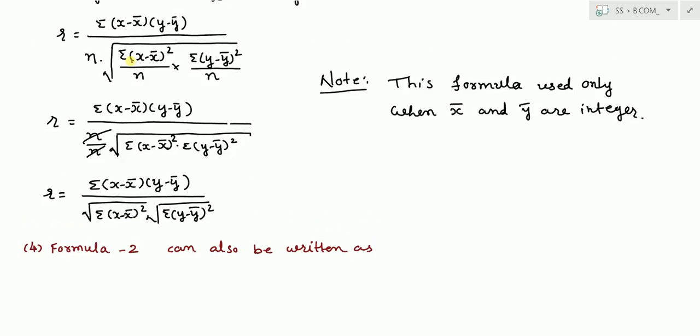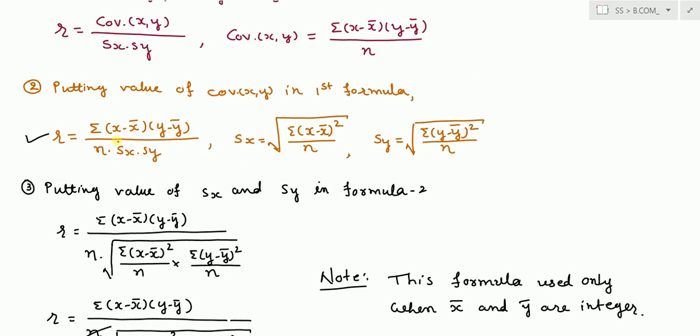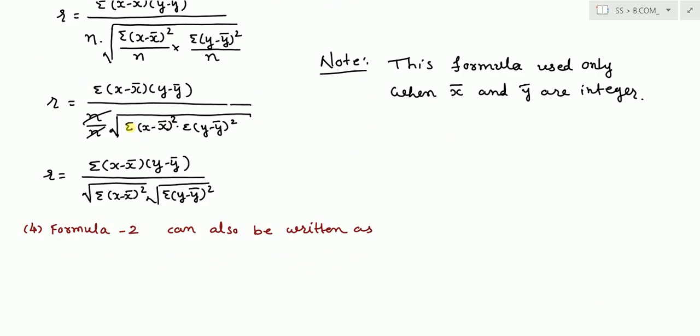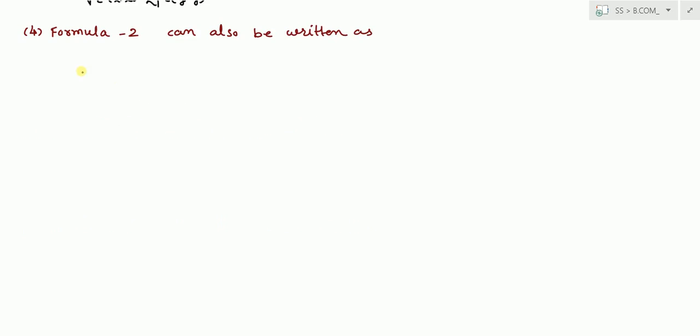Okay, now formula number 4. Formula 2 can also be written as, see what is our formula 2? This is our formula 2. This formula can also be written as, if we expand second formula we will get, we don't have that much time right now so we don't expand, but if we expand this formula we will get r is equals to sigma xy minus n x bar y bar upon n into sx into sy.